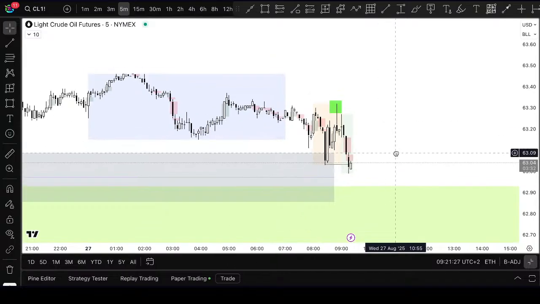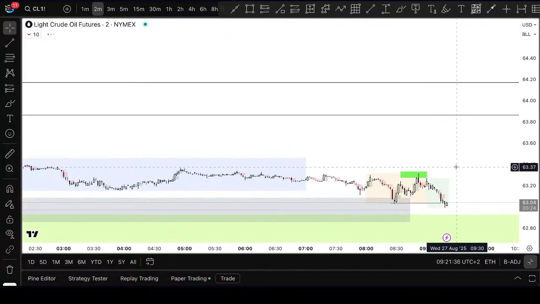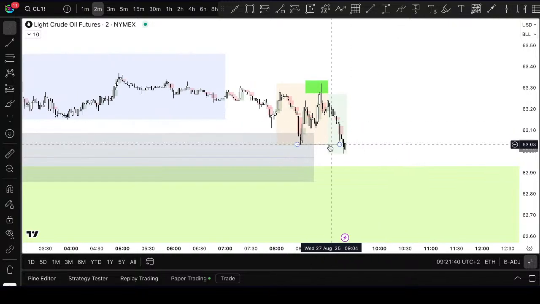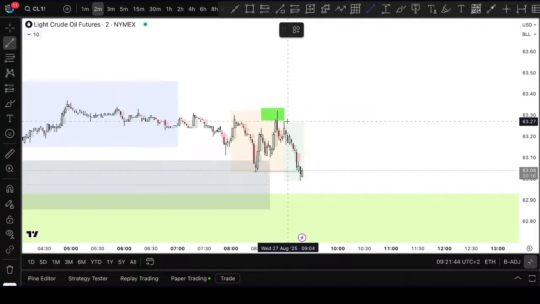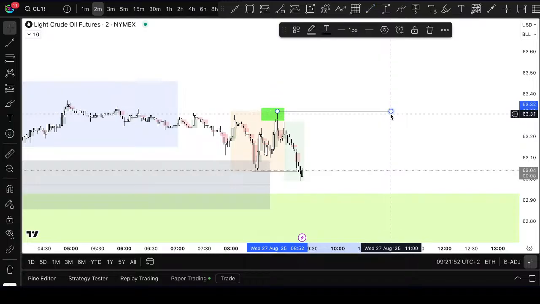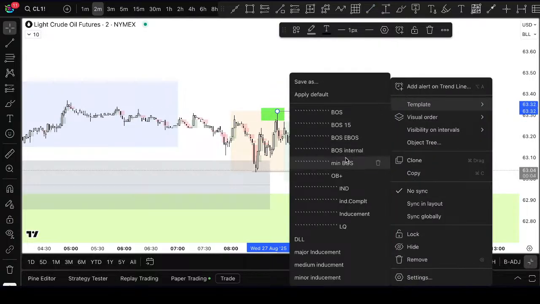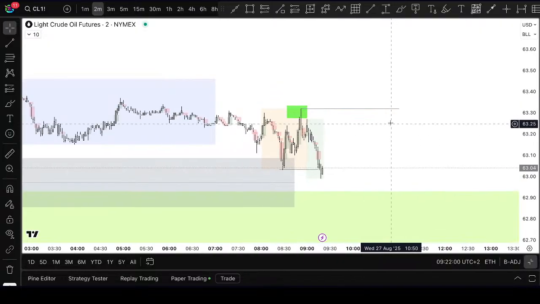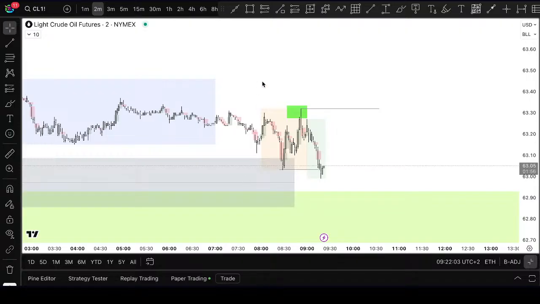Let's see what happens. Yeah, it's a good place to go for a buy, but we need at least this to get taken out. Or yeah, this is the inducement, right? We need this to get taken out. Let's see. Okay.